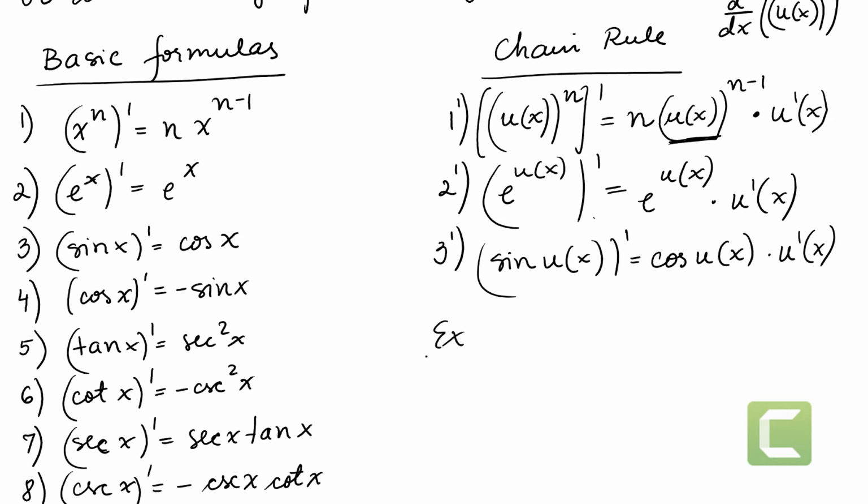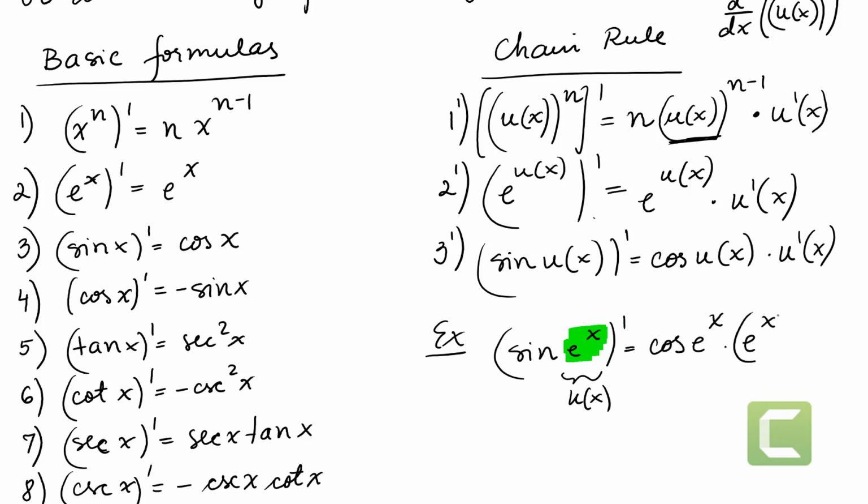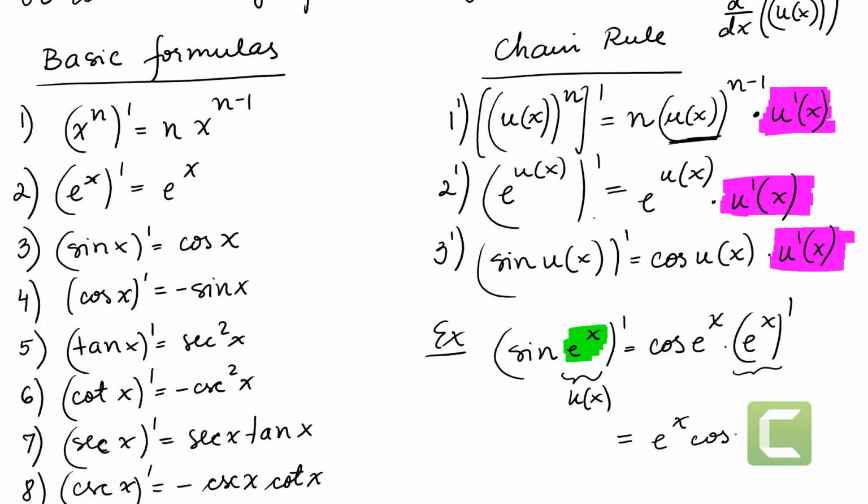So for example, if we have sine of e to the x prime, then I don't have just sine of x, I have a function. So this e to the x, it's our u of x. So it's going to be cosine of e to the x times e to the x prime. Let's not forget, this is the part that people usually tend to forget. Once you identify your u, that should show up all the time. So then the u prime. So we get e to the x, I'm going to move this one in front, cosine of e to the x.